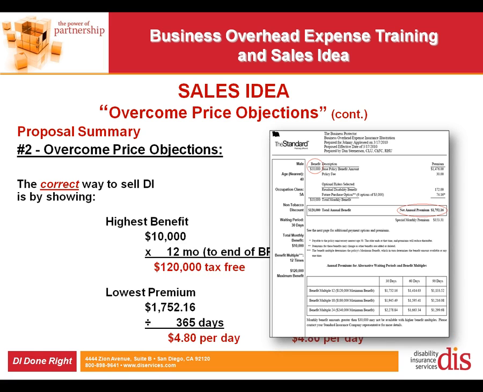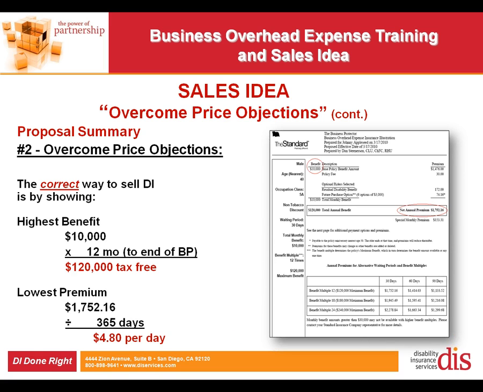10,000 times 12 months, that's $120,000 of tax-free benefit that the business owner can potentially use. Well, take that one step further. You know how we were looking at the annual premium? Why not break it down on a daily cost basis? Divide that by 365 days for $4.80 per day, which can be deducted.